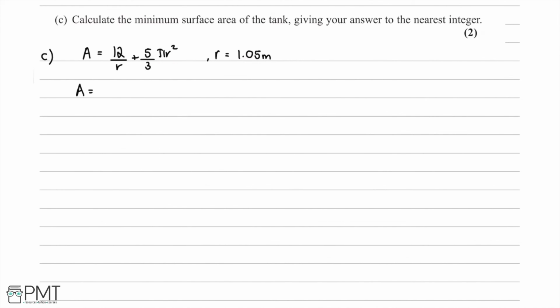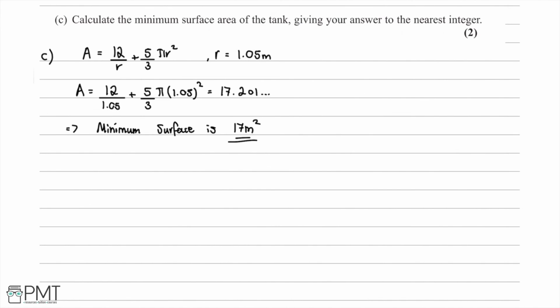the surface area. So doing this here, we'll have 12 over 1.05, and then we will add on 5 over 3 multiplied by pi multiplied by 1.05 squared, and then we put this into our calculator, and this comes out as 17.201, and so on. So therefore, we then have that the minimum surface area is 17.201 meters squared.